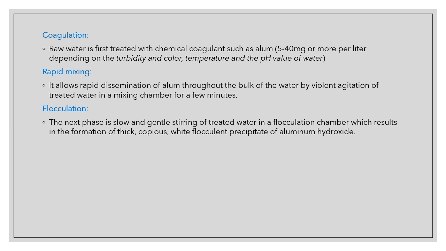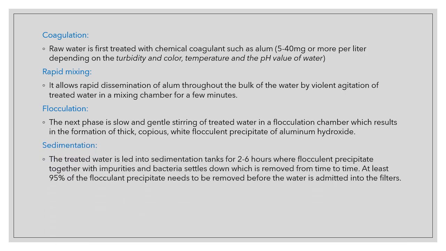This is going to result in the formation of thick, copious, white flocculant precipitate of aluminum hydroxide. This is quite heavy, and this is going to undergo the next process of sedimentation, in which the treated water is led into the sedimentation tanks for 2 to 6 hours. Here, the flocculant precipitate, together with the impurities and the bacteria, settles down, and it is removed from time to time. It's important that we get rid of at least 95% of the flocculant precipitate before the water is admitted into the filters, which is the last process, filtration.